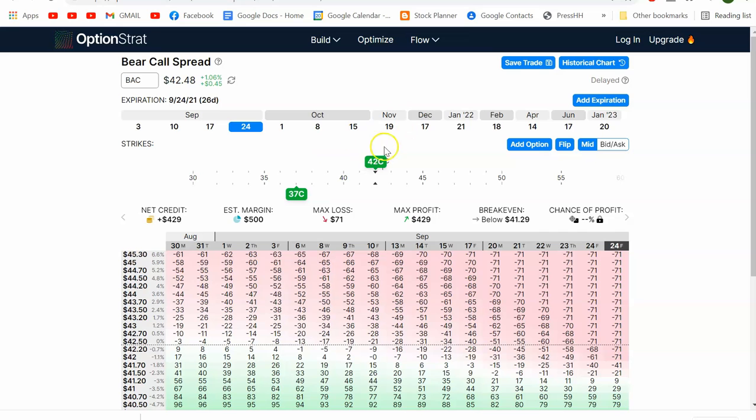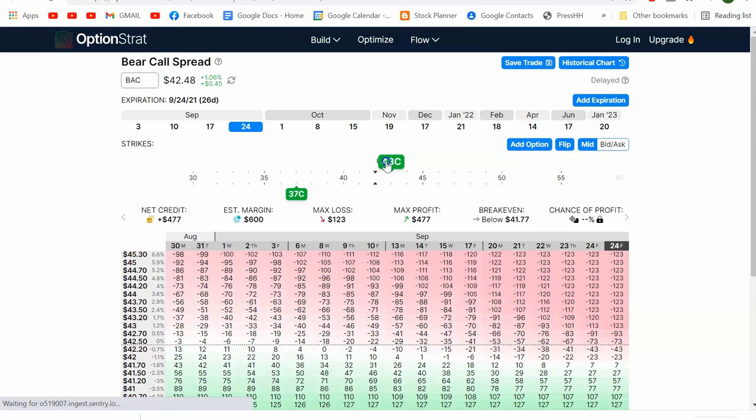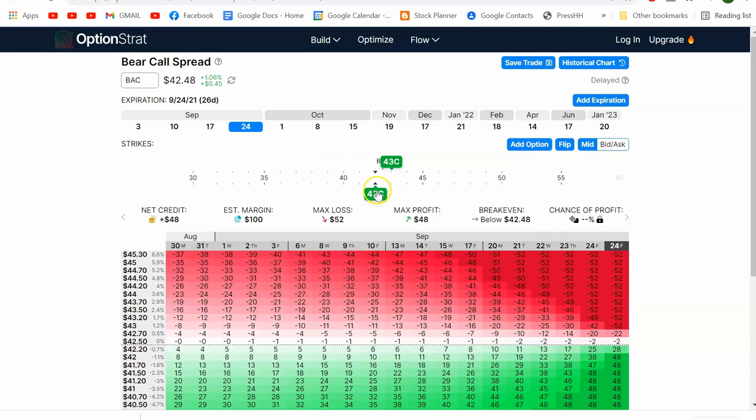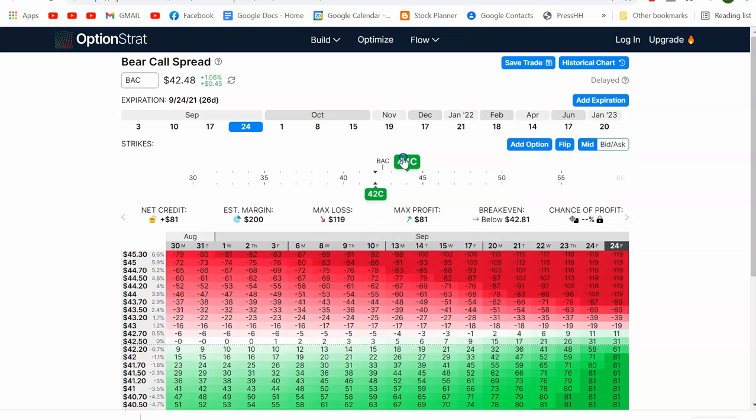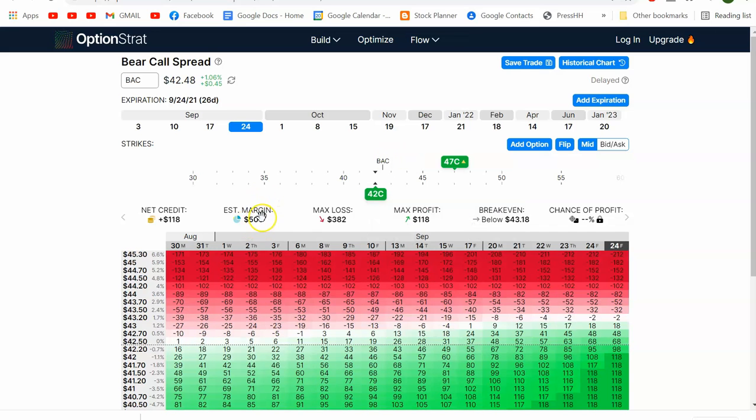It puts this out there for me, and what I usually like to do is put the short strike right here, and you can see the short strike and the long strike. I try to make plays at around $500. This expires on the 24th, so I'm selling a strike for some premium and buying one for protection. It's going to cost me $500 to put the trade on, with a net credit of $118 and a max loss of $382. That's pretty significant.